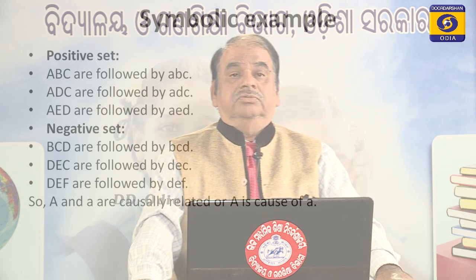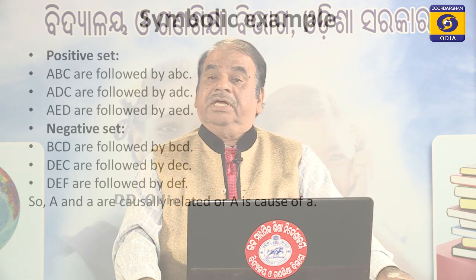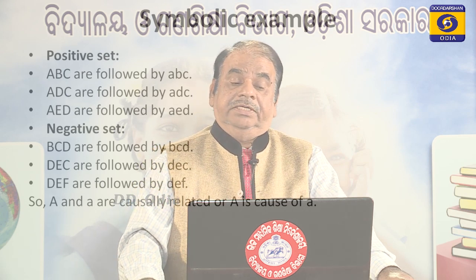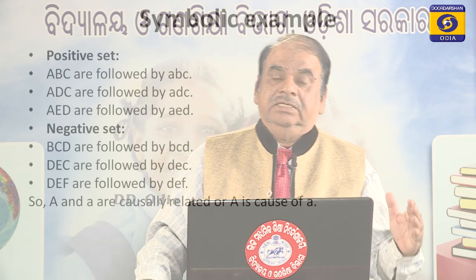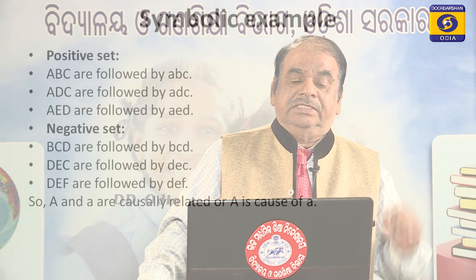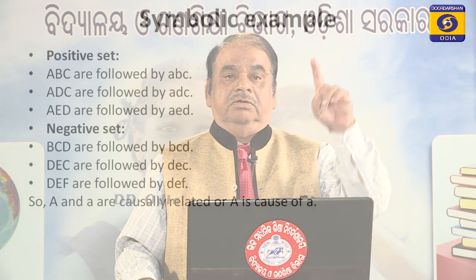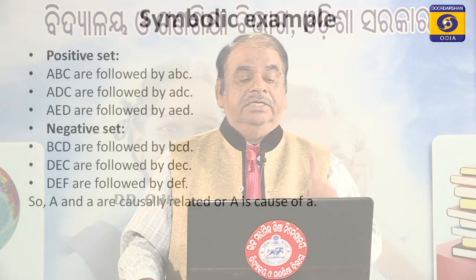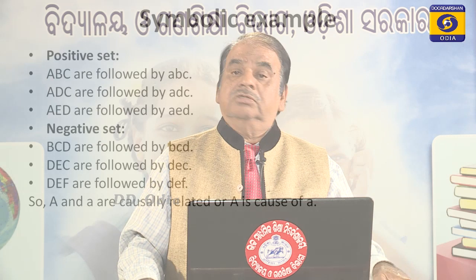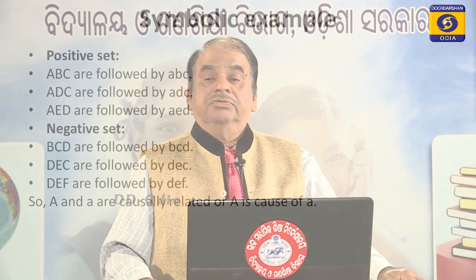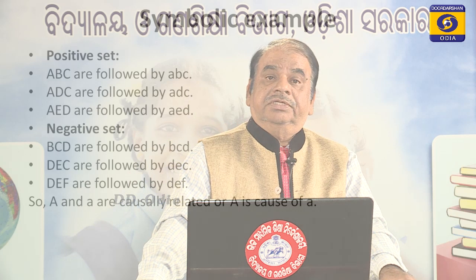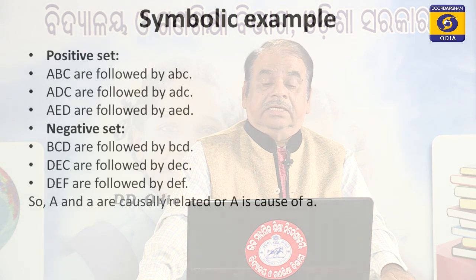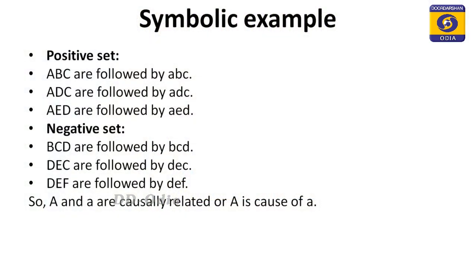In the negative shade, we do not find A: BCD followed by bcd, DEC followed by dec, DEF followed by def. Now, taking into account both the positive set as well as the negative set, in the positive set in all the cases A is followed by small a, and in the negative set A is absent, therefore small a is also absent. We can find the causal relationship between capital A and small a by saying that A and a are causally related, or A is the cause of a.